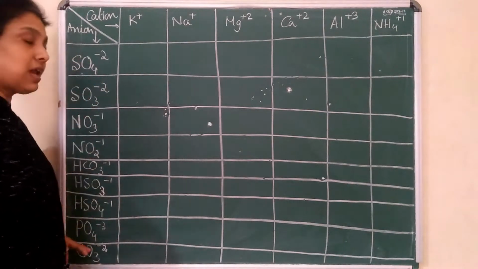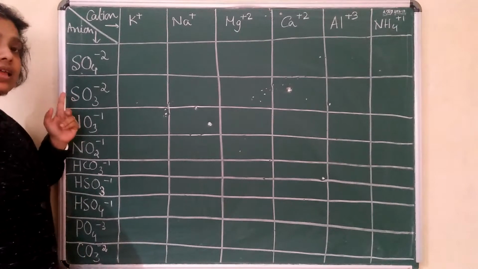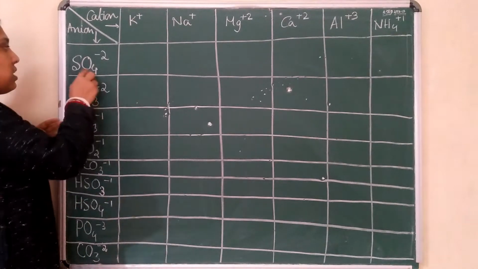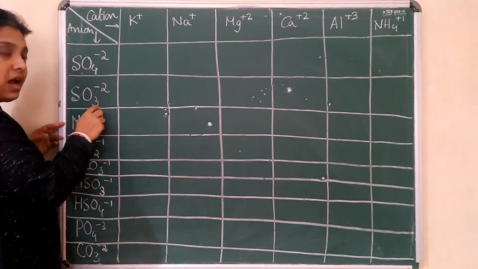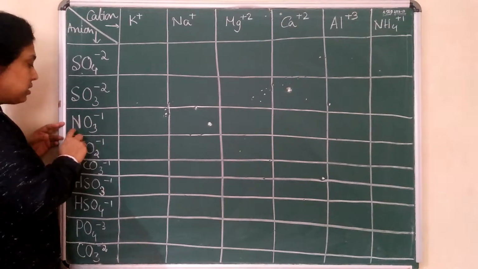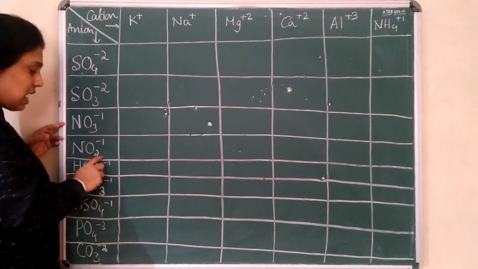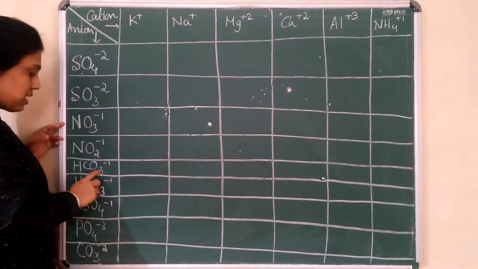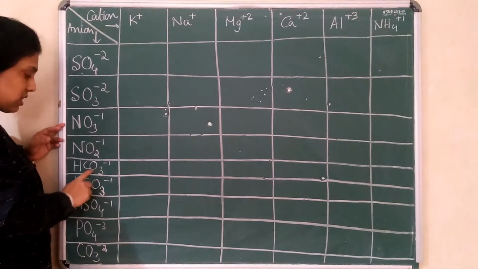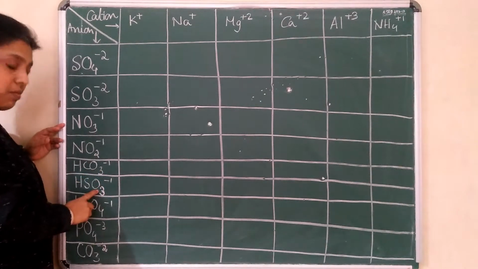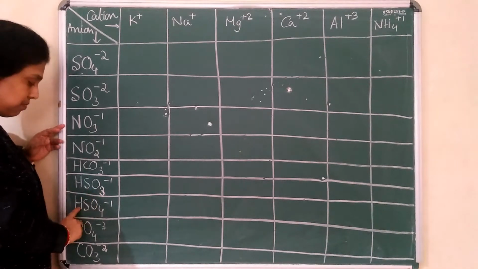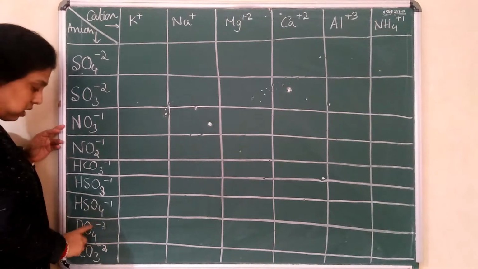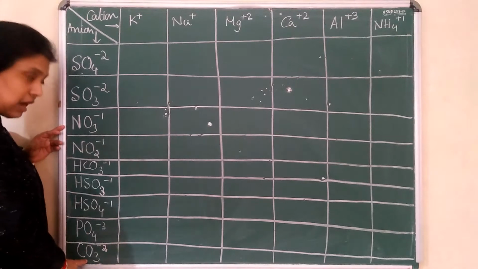And these are the anions. Sulfate, when it is more number of oxygens, ate; when it is less, ite, so this is sulfite. Then nitrate, nitrite. Then bicarbonate or hydrogen carbonate, hydrogen sulfite, SO3, ite, and SO4, ate, hydrogen sulfate. Then phosphate and carbonate.